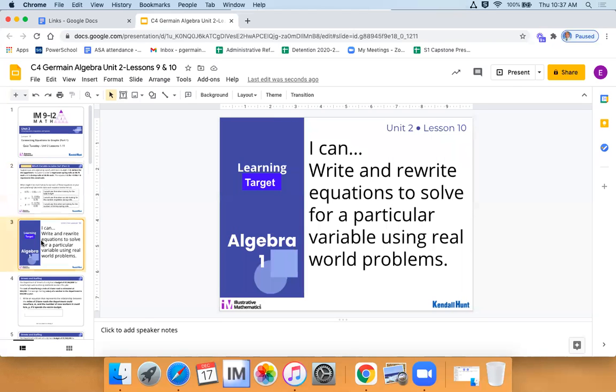Our I can statement for today is: I can write and rewrite equations to solve for a particular variable using real world problems. We're doing the same thing we were doing yesterday, isolating different variables in order to find different pieces of information in our story, but this time we're talking about real world problems. Yesterday we did talk about some, but today we're going even further into that idea and using really big numbers.